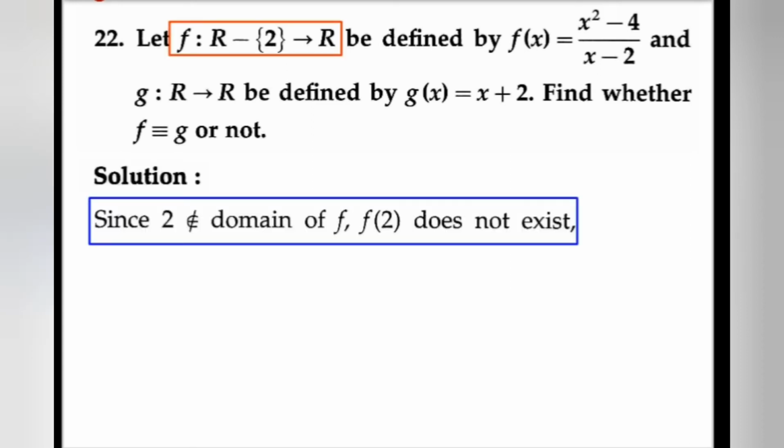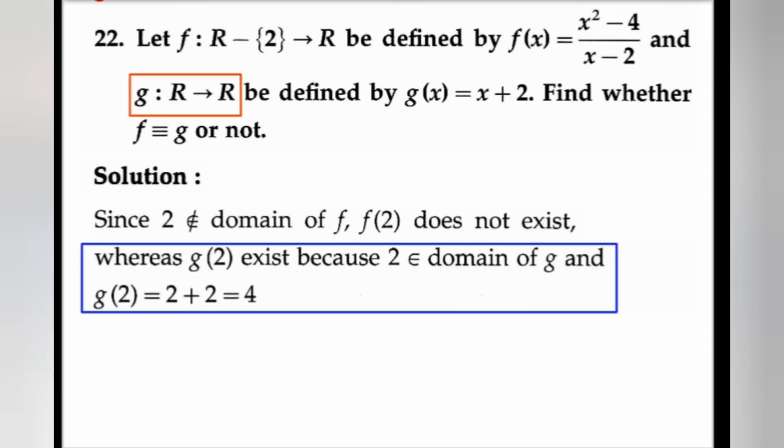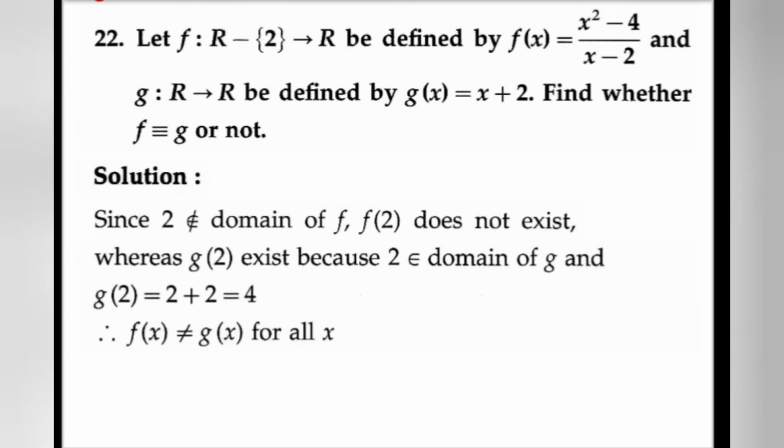Solution. Since 2 does not belong to the domain of f, f of 2 does not exist, whereas g of 2 exists because 2 belongs to the domain of g, and g of 2 is equal to 2 plus 2, that is equal to 4. So f of x is not equal to g of x for all x. Hence, f is not equal to g.